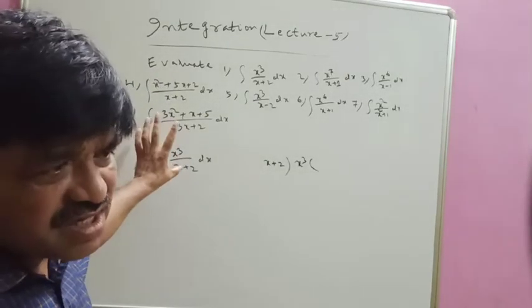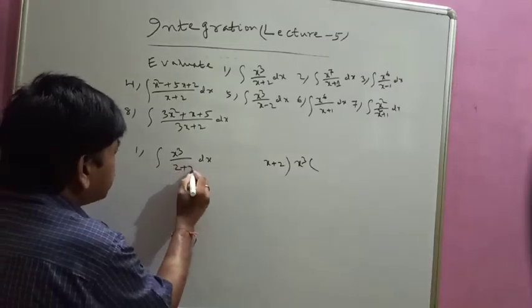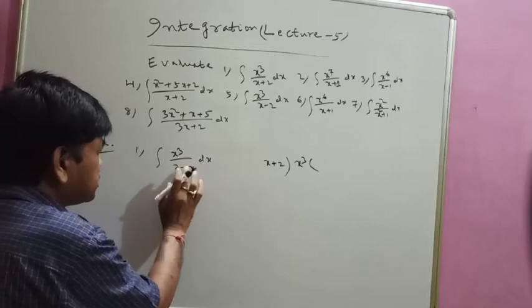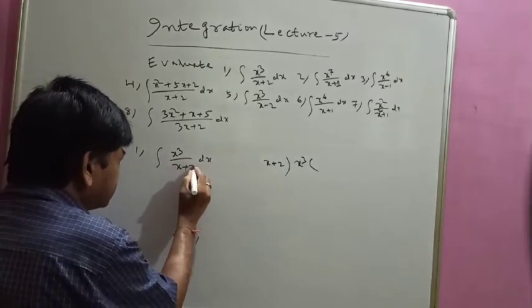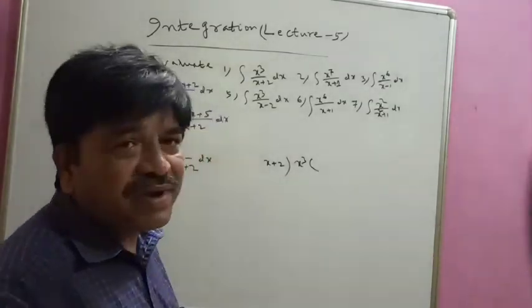It is already in descending order. But suppose the denominator, instead of x plus 2, were 2 plus x. Then you have to write it as x plus 2, in descending order, where the degree of x is 1 and then 0. But here it is already in descending order, so we can divide directly. Then how to divide this?